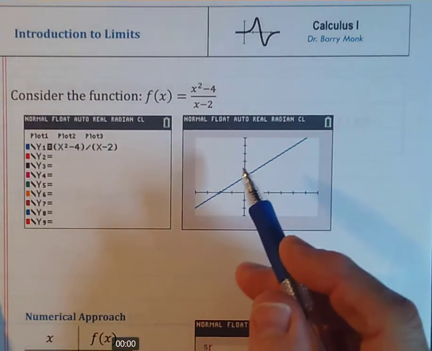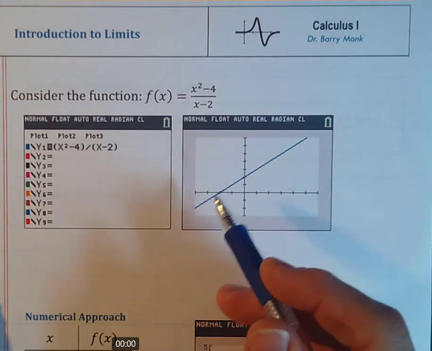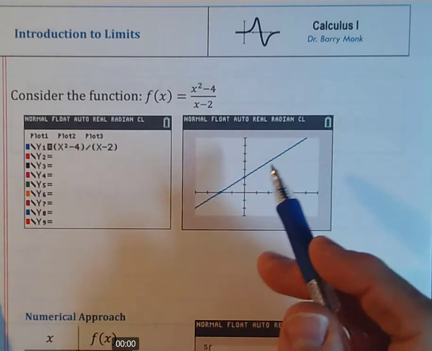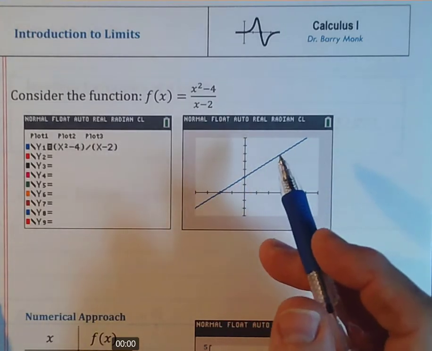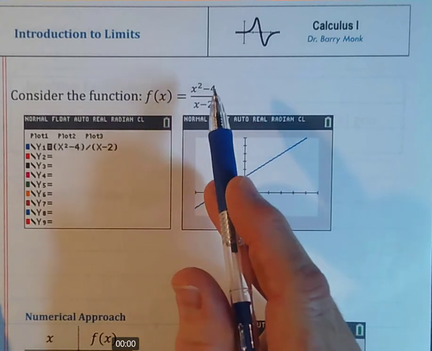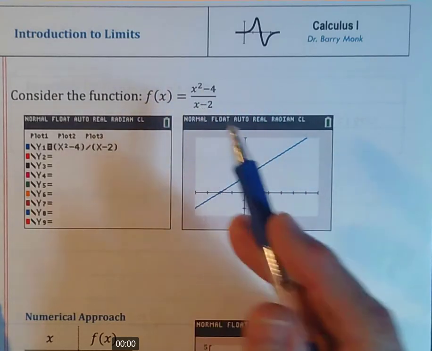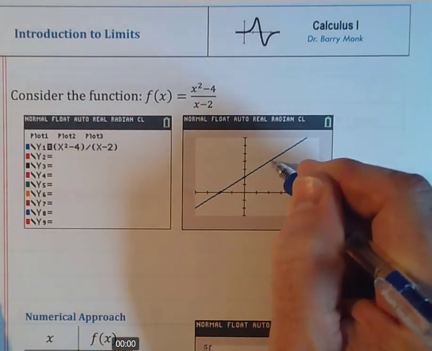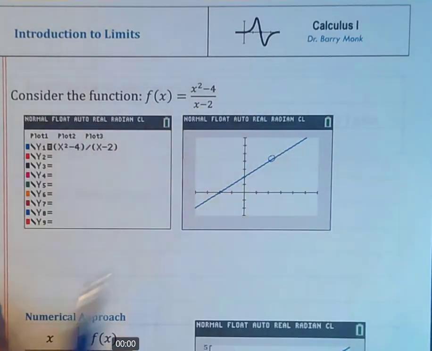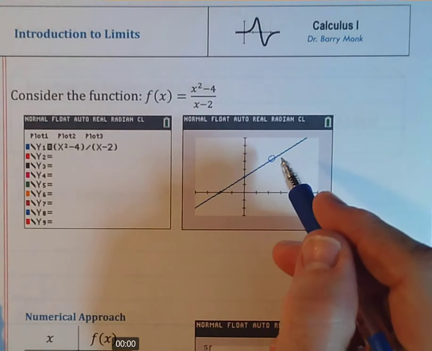But this graph is a little bit deceiving. It looks like this is just a straight line right here that's continuous. But we know that if we think about the domain of this function, x cannot equal 2 right here. So at 2, we actually have a hole in the graph, even though the calculator doesn't really show it there.